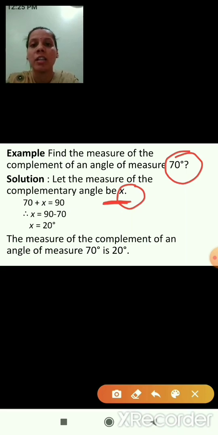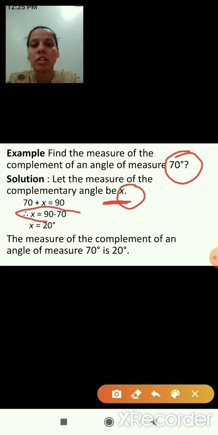Why have I written 90 degrees here? Because they are complementary, so the sum of their angles is 90 degrees. 70 is given in the question and x we considered. So 70 plus x is equal to 90 degrees. So x is equal to, this plus 70 will go to that side, so it becomes minus 70, as you can see here in the second step. So x is equal to 90 minus 70.